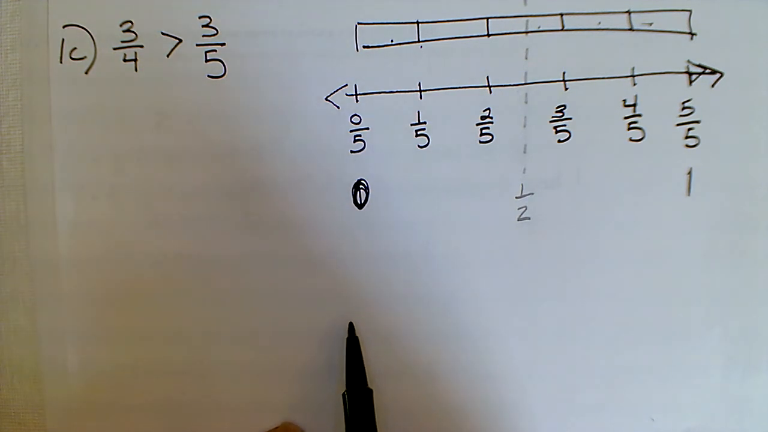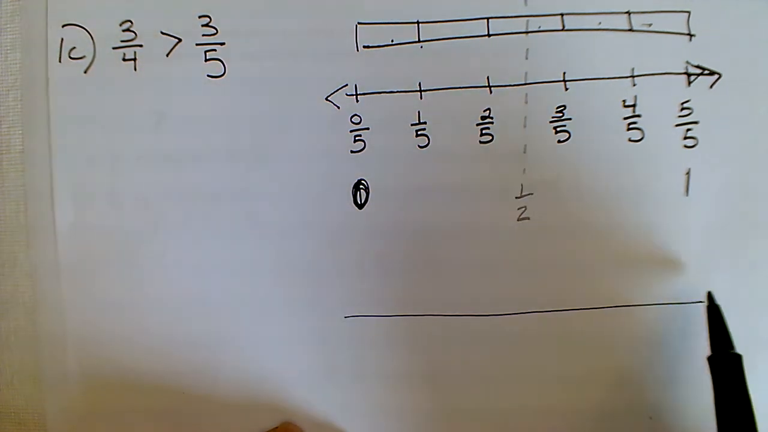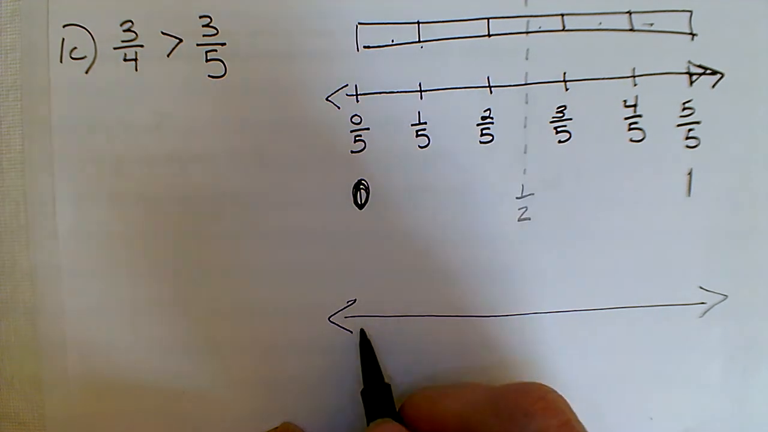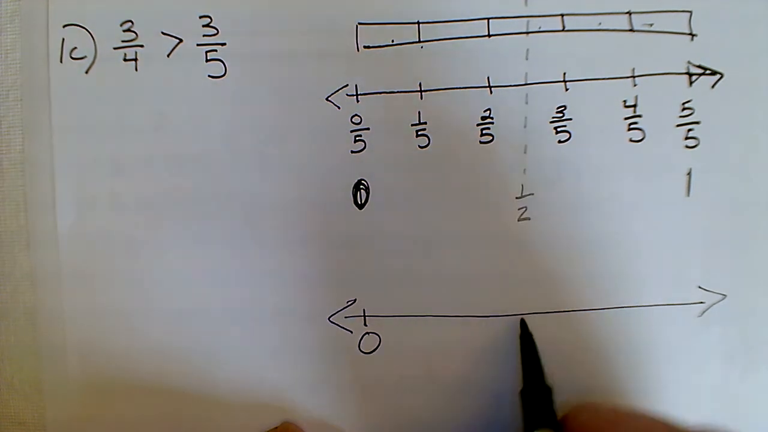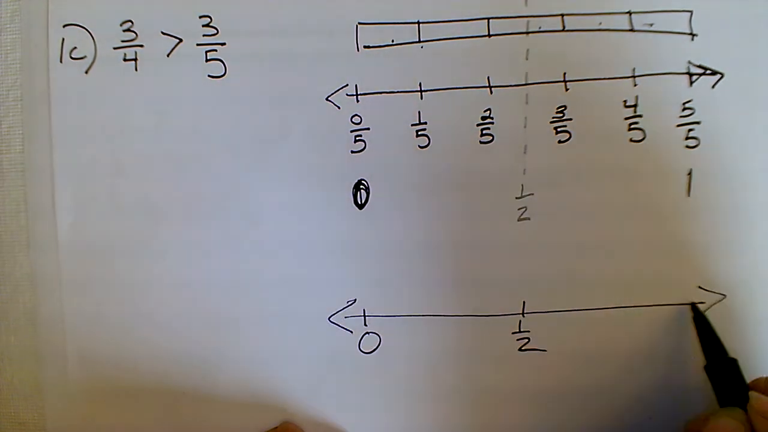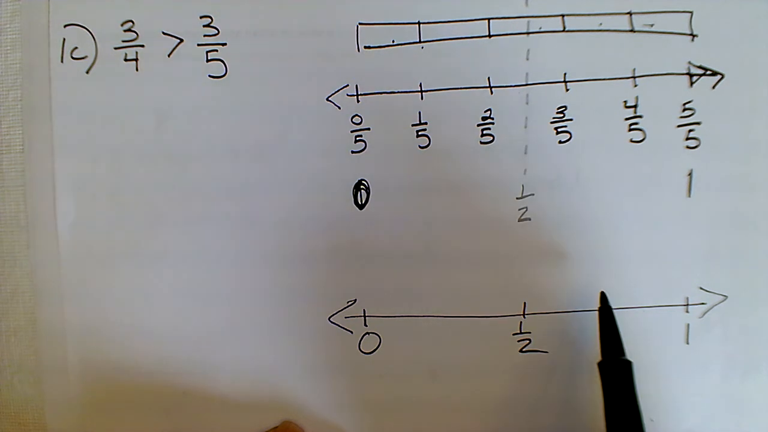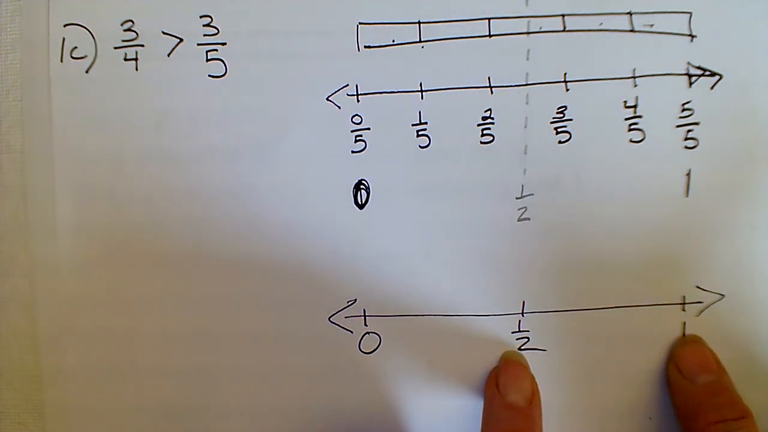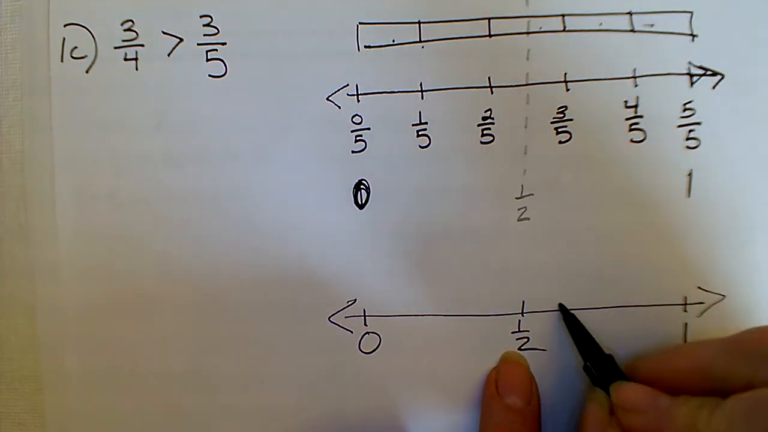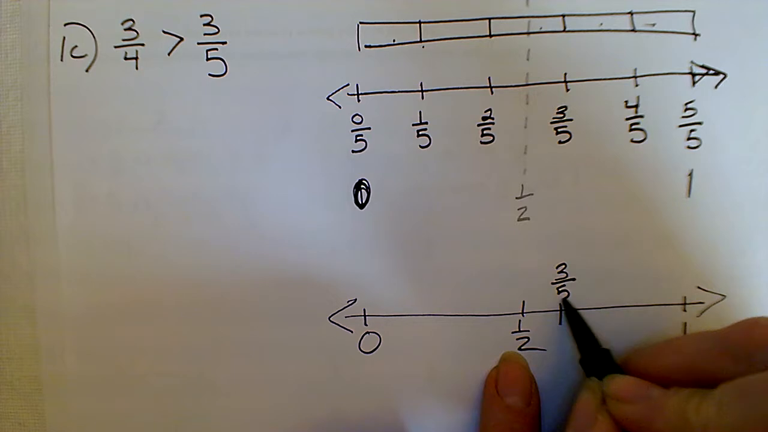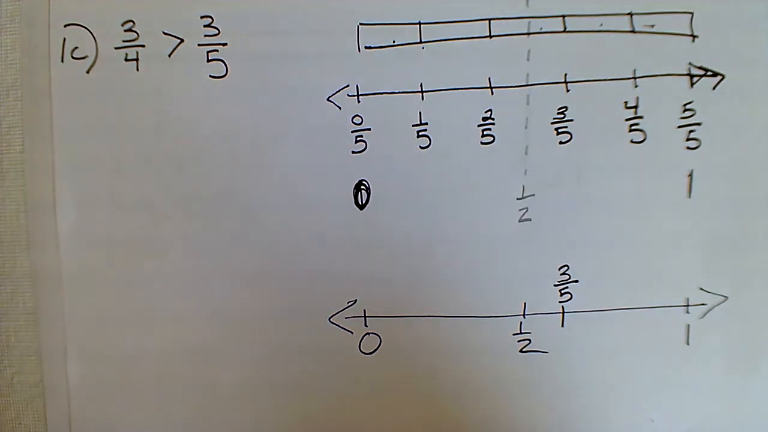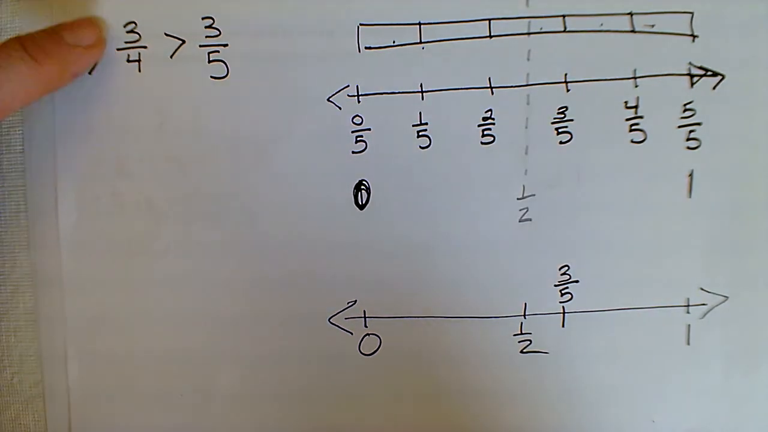So I'm sorry, but let's go ahead and draw another number line for us to work with. So this one's going to be a clean one. So we have 0, we have 1/2, I'm putting our benchmarks on, and 1. And what we figured out was that 3/5 was going to be between 1/2 and 1, but closer to the 1/2. So I'm going to put it right about there. So now let's look at 3/4.